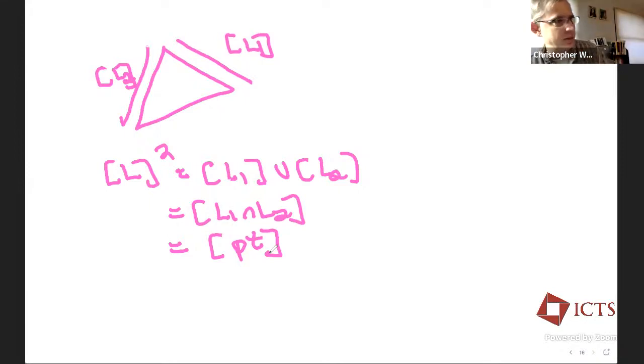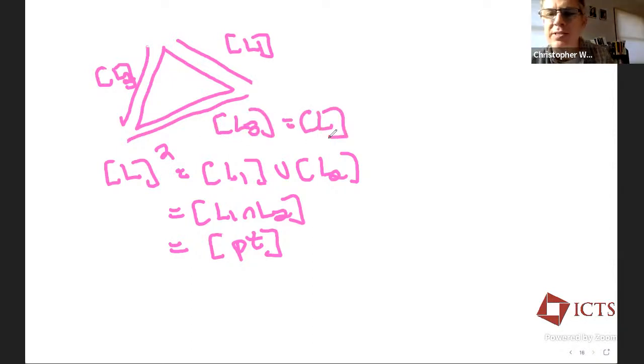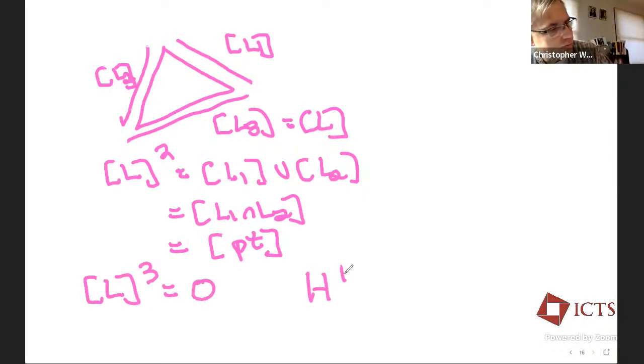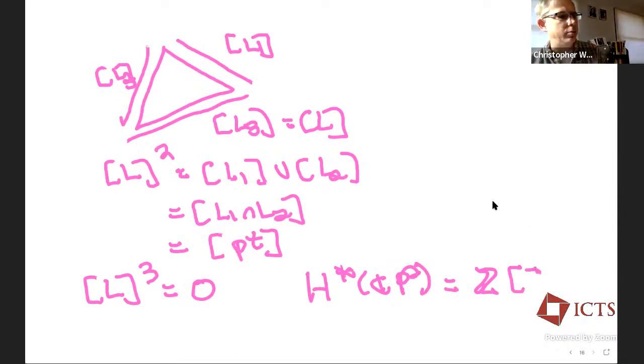Yeah, exactly. So if you take another line, L3, it is still equal to L, and then you see that for these three facets the common intersection is empty, and that's saying that L cubed is 0. So the multiplicative description of the homology of CP2 is to say that it's generated by this line class with a single relation: L cubed equals 0. That's right.